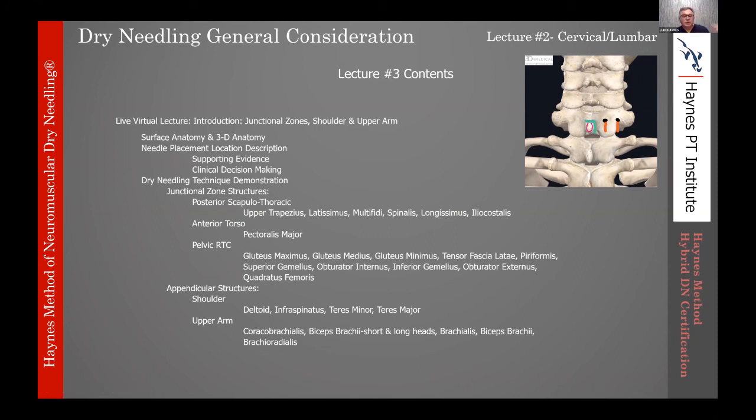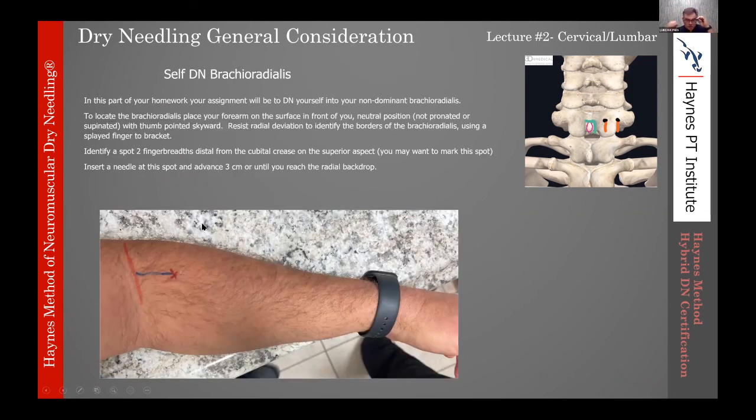When we get into the shoulder, we'll look at deltoid, infraspinatus, teres major and minor, and then in the upper arm, coracobrachialis, biceps brachii, brachialis. I guess we'll look at biceps brachii twice, because there are two heads, and then brachioradialis. And so since I mentioned brachioradialis, we have several. I'll go over the homework in just a moment.